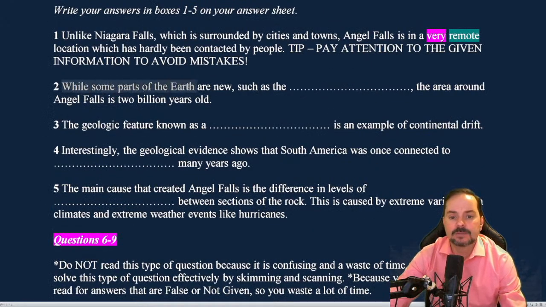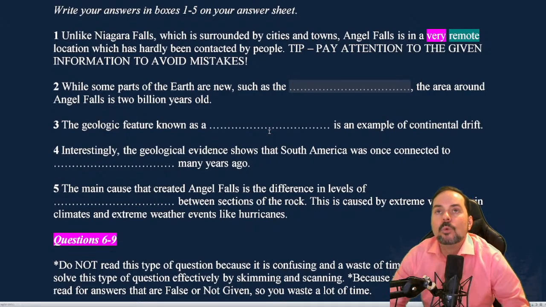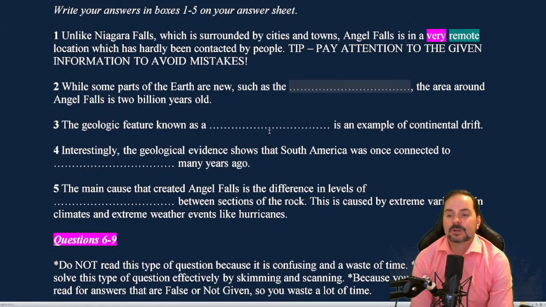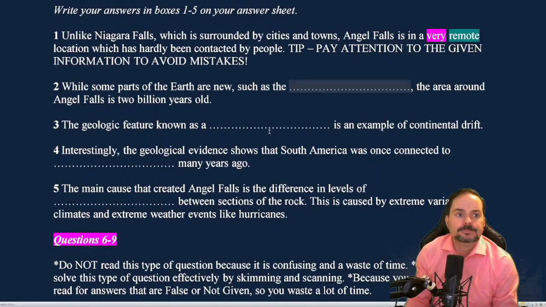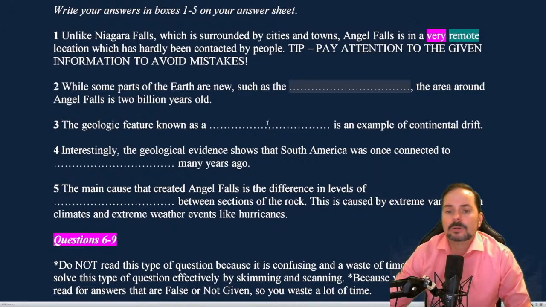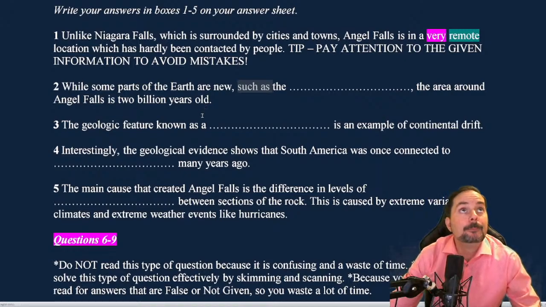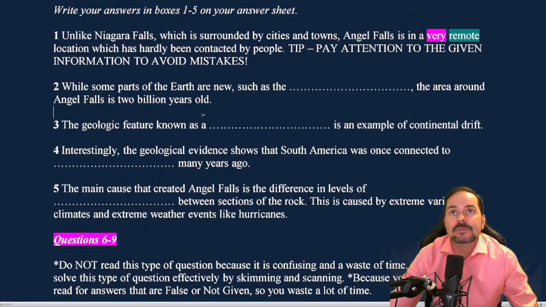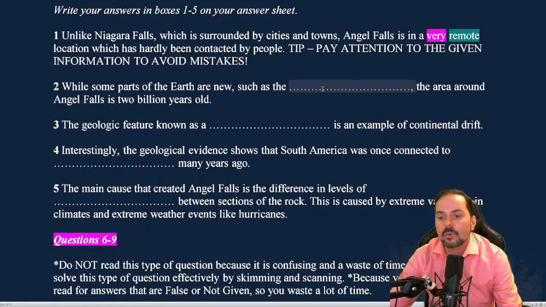Number 2, let's keep going. While some parts of the earth are new, such as the area around Angel Falls is 2 billion years old. I remember this answer because I saw it in my head. It was really clear. What was the answer here? Yeah, Carolina, exactly. That would be a grammar mistake in the beginning there. So here, some parts of the earth are new. The passage gave us an example, such as means it's the example. So they were talking about what? Very good, Arda. Now, you have a mistake in the spelling. So Arda says it's the Hawaiian Islands. I remember that, right? They're very new.